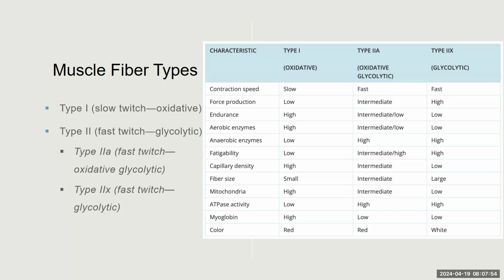Type 2 overall is going to be your fast twitch muscles, and they focus mostly on glycolytic or anaerobic forms of metabolism. Type 2A is this kind of combined oxidative glycolytic, which is going to have some increased, intermediate type of endurance. And 2X is going to be a true, normal glycolytic, high speed, easy fatigability type of muscle.